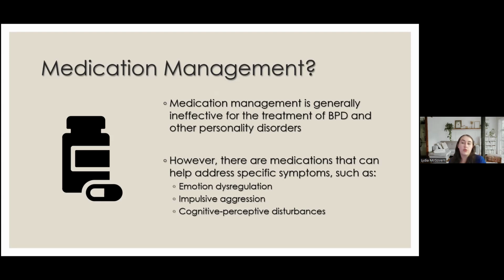For things like emotion dysregulation, antidepressants, SSRIs can be prescribed, although there's no specific medication that's recommended. SSRIs and mood stabilizers can be used for impulsive aggression. Antipsychotic medications might be prescribed to some individuals with BPD to help with severe dissociative symptoms if they're dealing with those. But again, this is not generally going to be the first line option for people with BPD.